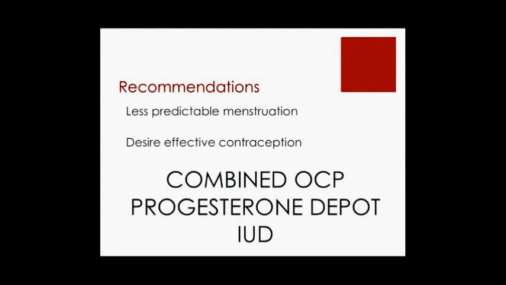In terms of patients with abnormal uterine bleeding, so their frequency is off, they're not regular, or they desire contraception, you can consider OCPs, progesterone depot, or IUDs. This is beyond the scope of this talk.